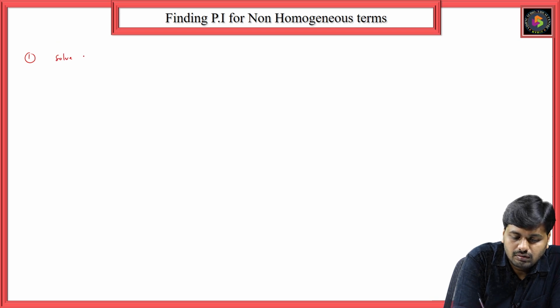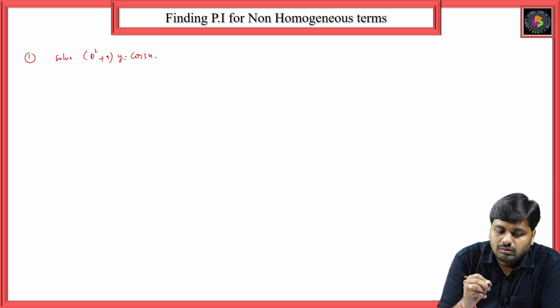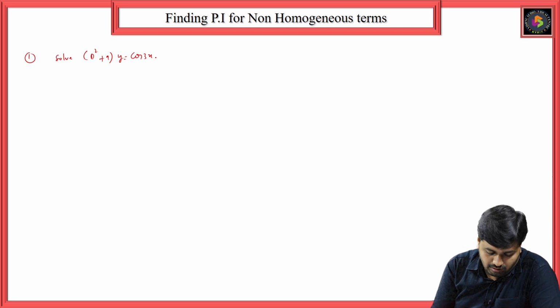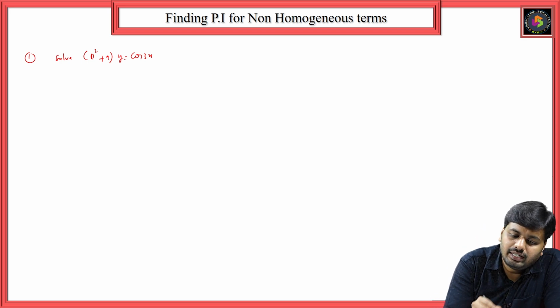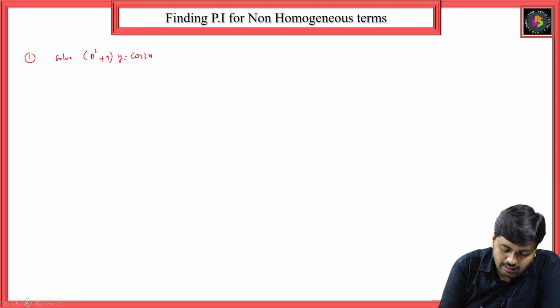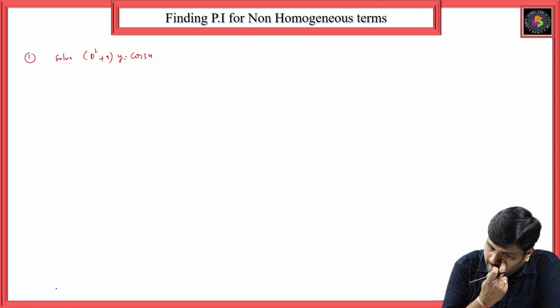Solve (D² + 9)y = cos 3x. So this is (D² + 9)y = cos 3x. Let us see, this is D² + a², where a² is 3². So here you can understand, we'll get the second case. Easily you can understand where we get the second case.